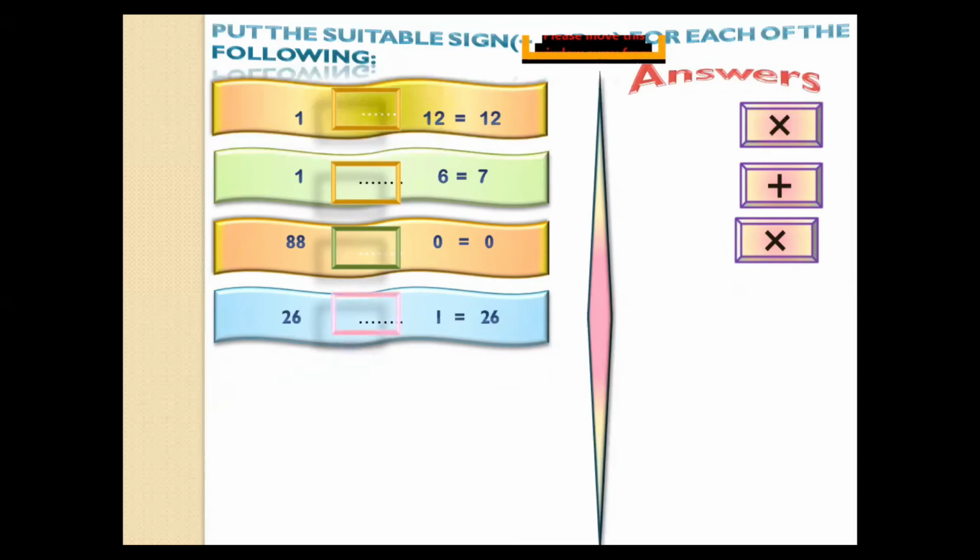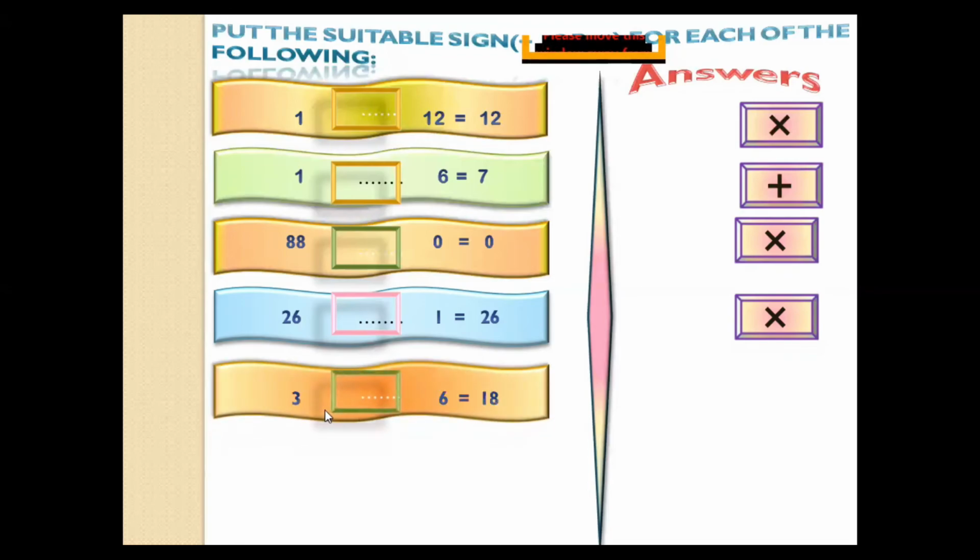26 and 1, we get 26. Okay, we remember that any number, when we multiply by 1, gives the same number. So the suitable sign here must be by. 26 by 1 equals 26 itself.